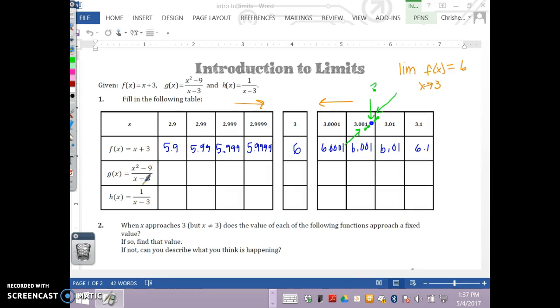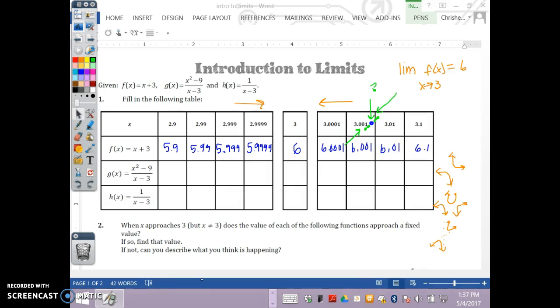So let's look over here at g of x. X squared minus 9 over x minus 3. So this is a rational function. You may have remembered these from earlier in the year. And rationals look something like that, or like that. Sometimes we have those slant asymptotes, and maybe here and here, something like that. So x squared minus 9 over x minus 3. Let's get that on the graph.